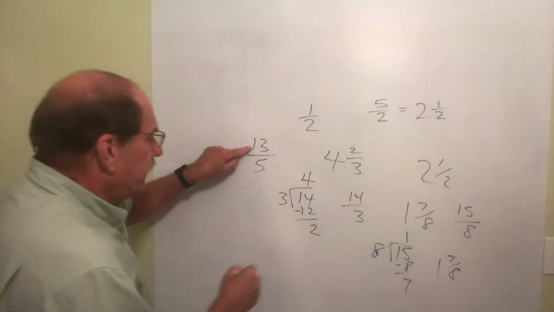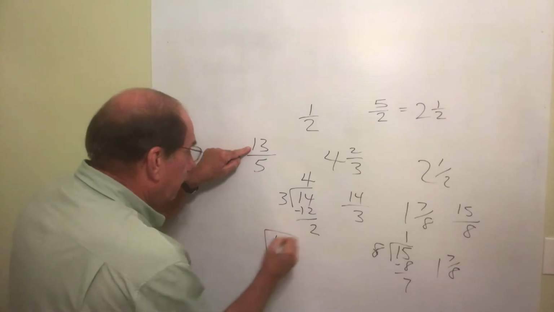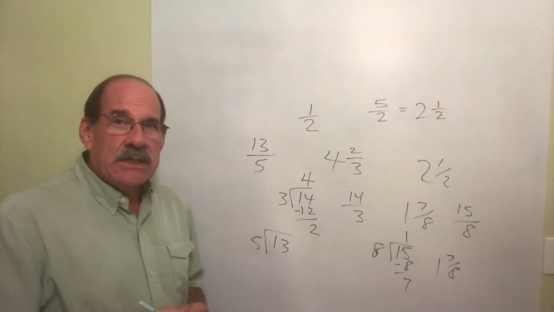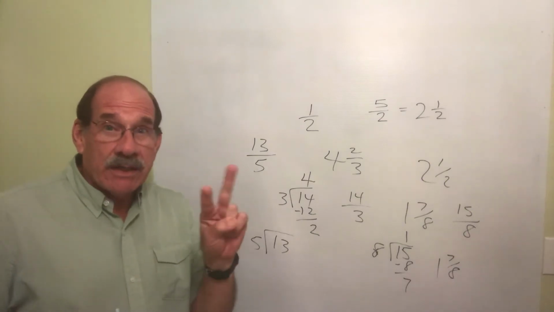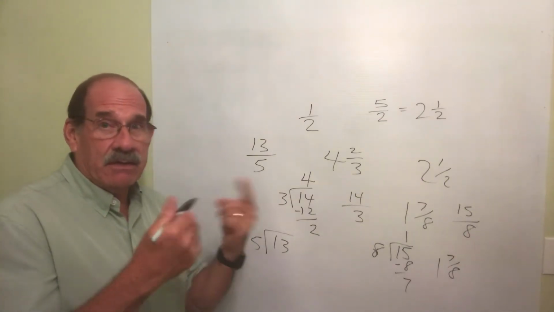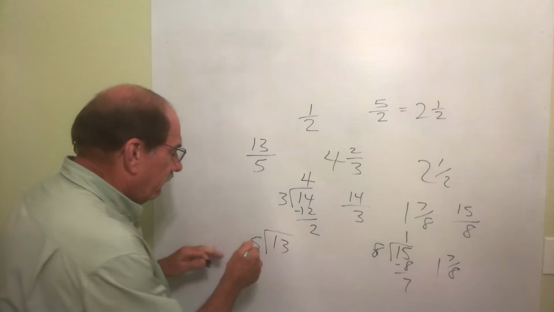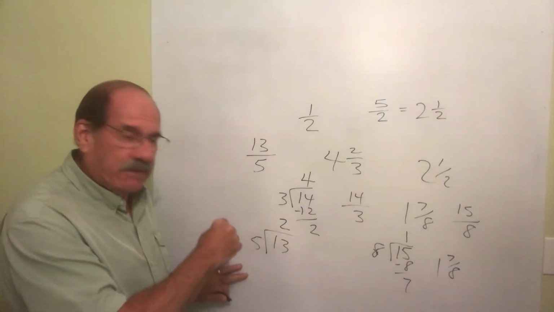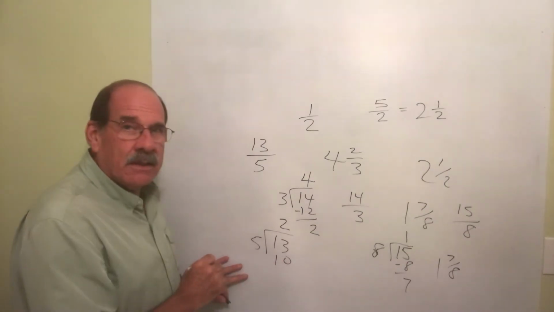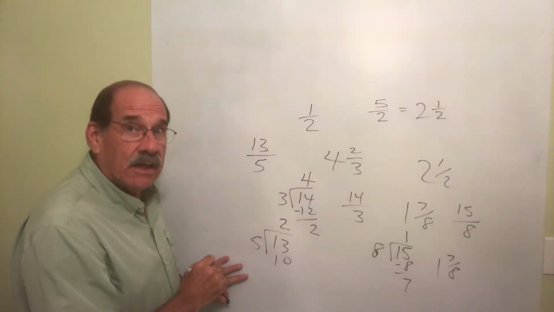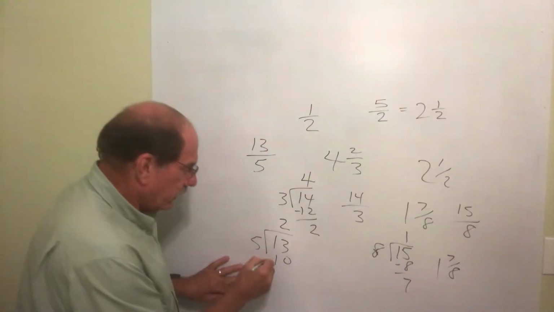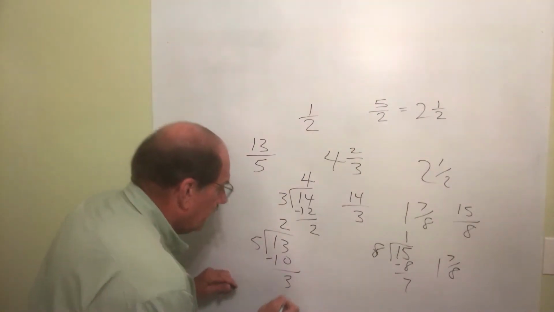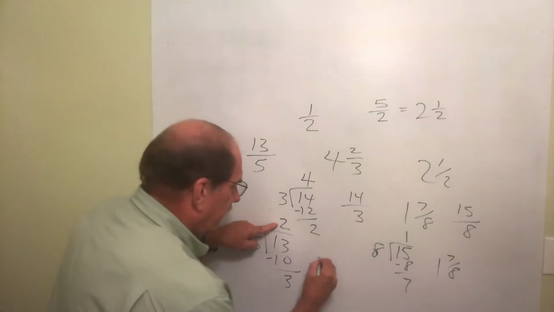So let's see, 13 divided by 5. Let's see, 5 goes into 13, well, maybe 2 times, right? Because that makes 10. The next higher number, 3, is too high. So 5 goes into 13 2 times. 2 times 5, that's 10. Am I going too fast? I'll slow down. Now we subtract. That makes 3. So it's 2, that's the whole number.